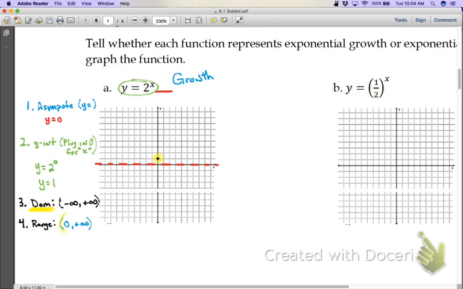Notice that it is a parenthesis, not a bracket, because it'll never touch 0. It'll get closer and closer and closer to 0, but it will never touch 0. Not right now, not with an exponential. When we get to rationals later, yes. But in this case, it will never cross 0. It will never touch 0.